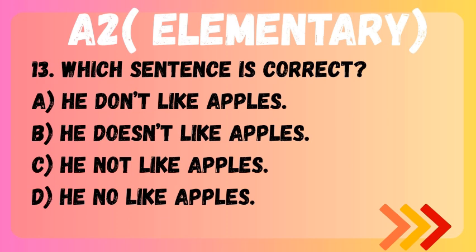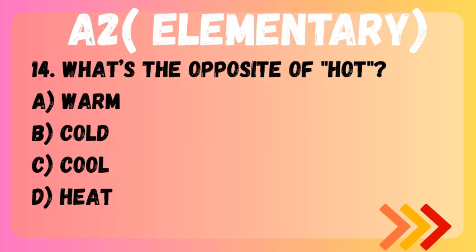13. Which sentence is correct? A. He don't like apples. B. He doesn't like apples. C. He not like apples. D. He no like apples. 5, 4, 3, 2, 1. 14. What's the opposite of hot? A. Warm. B. Cold. C. Cool. D. Heat. 5, 4, 3, 2, 1.